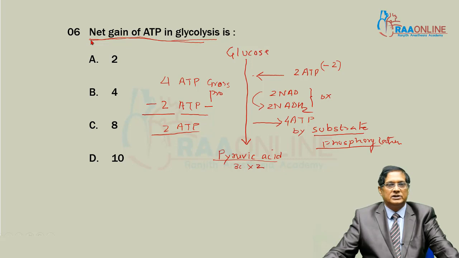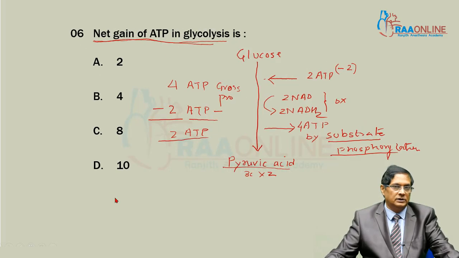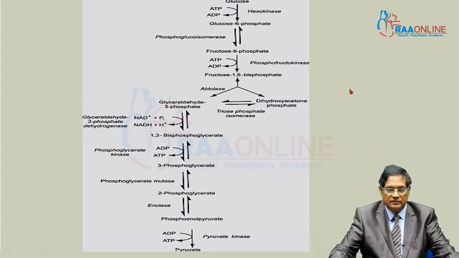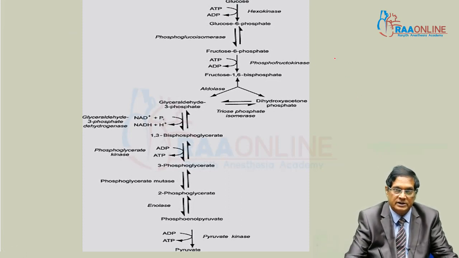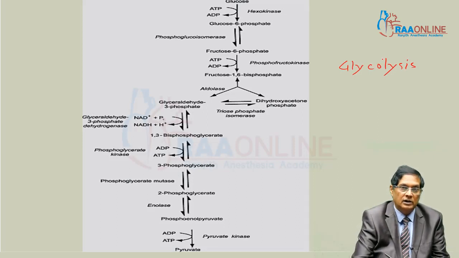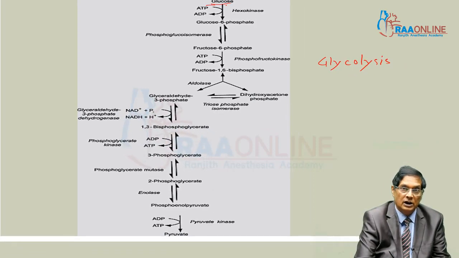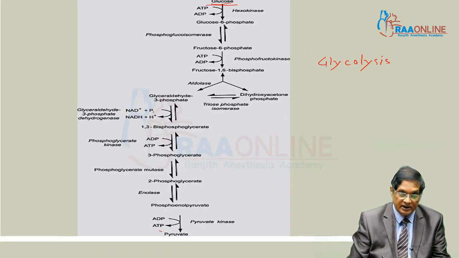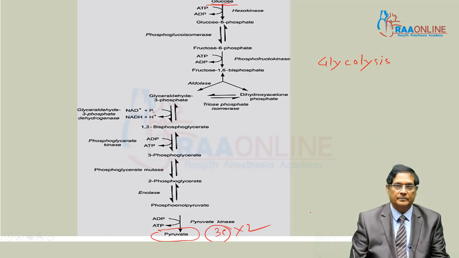And the last slide, that is question number 6, net gain of ATP in glycolysis. Let's see what glycolysis is, then these questions are easily possible. This is the graphic representation of glycolysis. You see, a molecule of glucose oxidizes into pyruvic acid, 2 molecules.